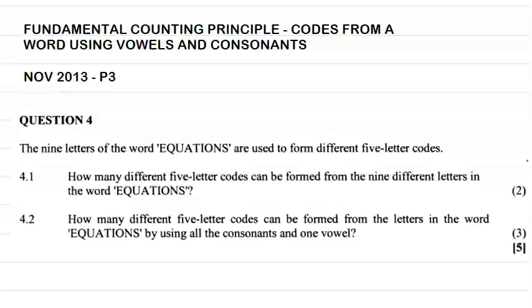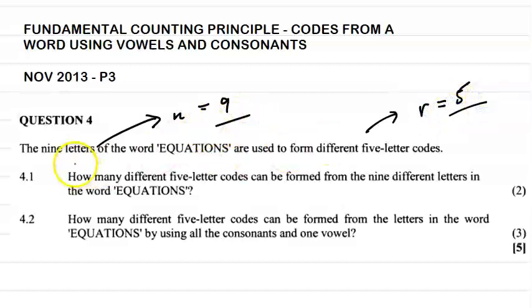First thing that we need to look at is how many letters in the word equations. And they tell us here that there's 9 letters, so therefore n is equal to 9. Are used to form different 5-letter codes. The number of places is going to equal 5. So n is equal to 9. That is the number of items that we have to arrange, and r is equal to 5, which is the number of places that we have to arrange them in. How many different 5-letter codes can be formed using the different letters in the word equations?